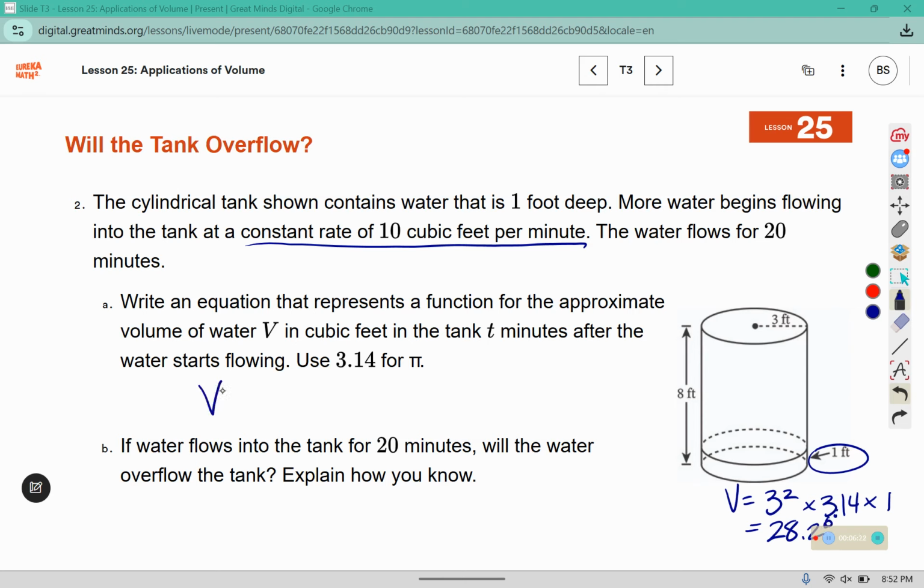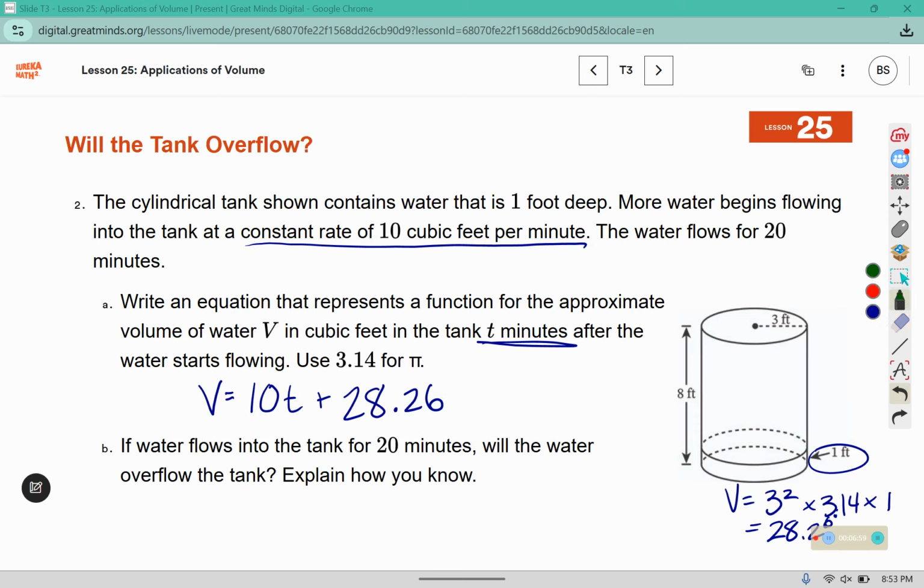So our volume is 10 cubic feet per minute, which is T, plus the initial value, which is 28.26. You could think of this as Y and X. The only difference here is that they're using V for the volume and T for the time. But it's still in a y equals mx plus b format, or a slope-intercept form.